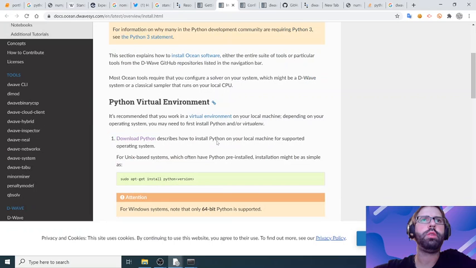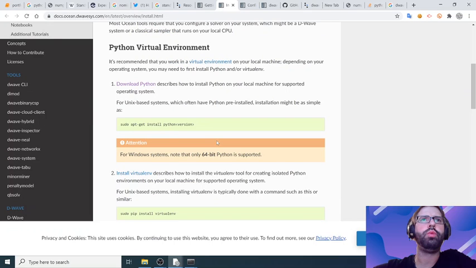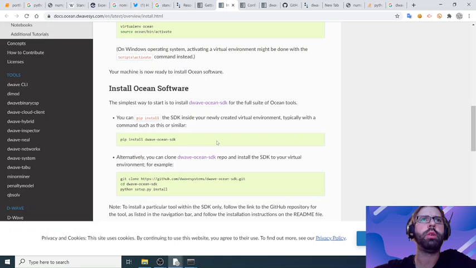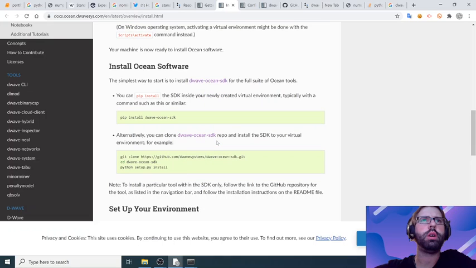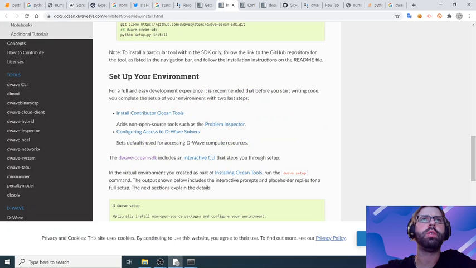Windows. Install virtual environment. Blah blah blah. Ocean software. Alternatively, then set up the environment. Install and configure Ocean tools. This is before you start writing code, you complete the setup of the environment with two last steps. Adds non-open source tools such as Pro Inspector, configure access to D-Wave solvers.